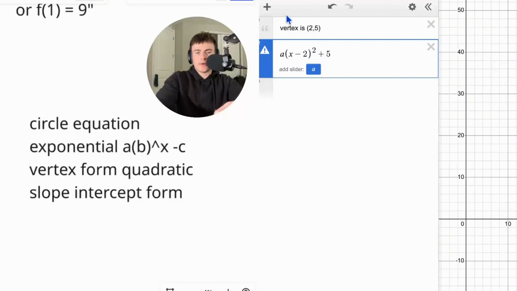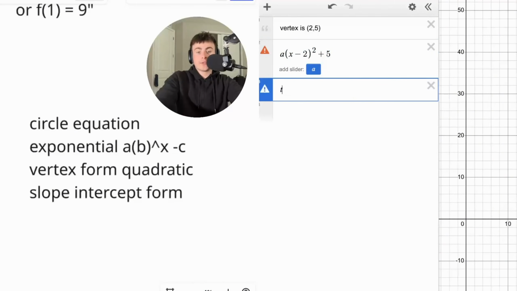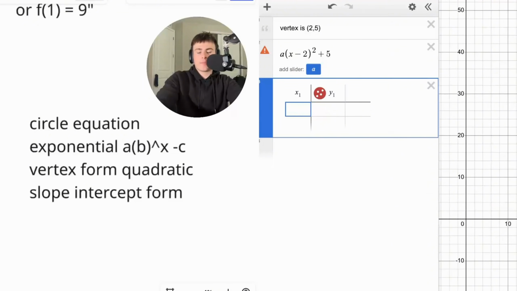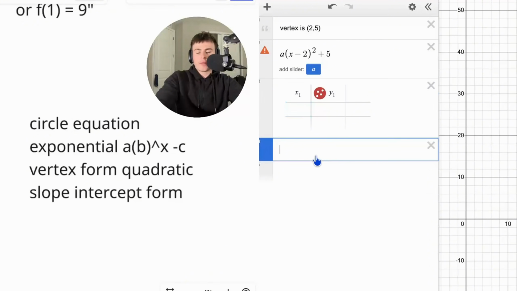Sometimes you'll have to add a slider and just drag it, but it depends on the problem. This is vertex form. Let's say, for example, you're given a vertex of a parabola and one other thing. You would have to put it into vertex form, because with a quadratic you need 3 points to be able to graph it properly. But a lot of problems will just give you the vertex and then one other point. If you have that, you have to put it into vertex form to graph it properly.